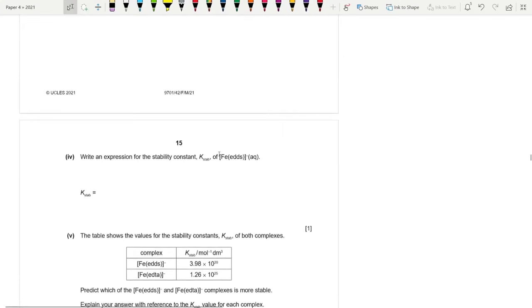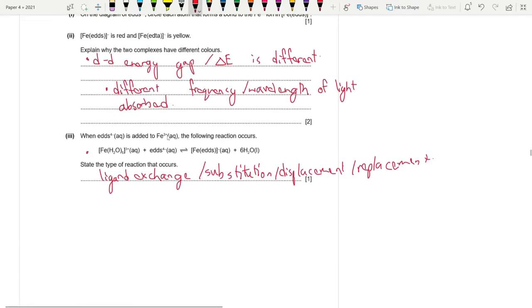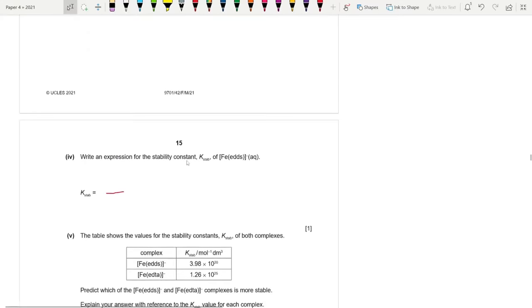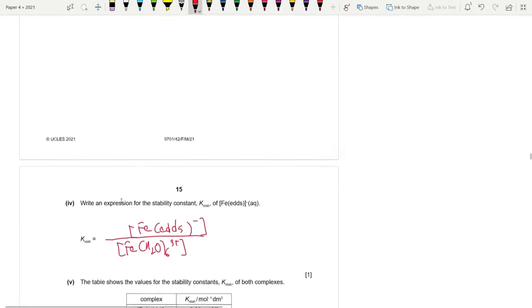Expression for the stability constant of FeEDDS. Okay, basically we're going to use this. Product by reactant, always remember. And water molecules do not take part in the K-step equation. Okay, so let's begin. We have FeEDDS minus by FeH2O6 3 plus, just like this, FeH2O6 3 plus, and what else?